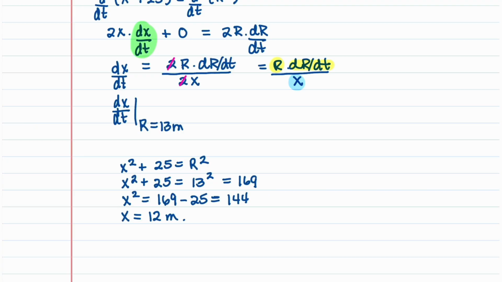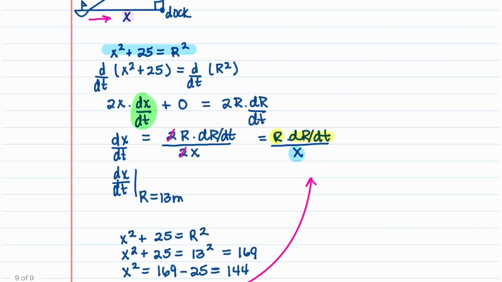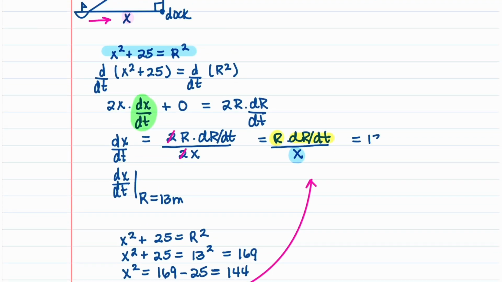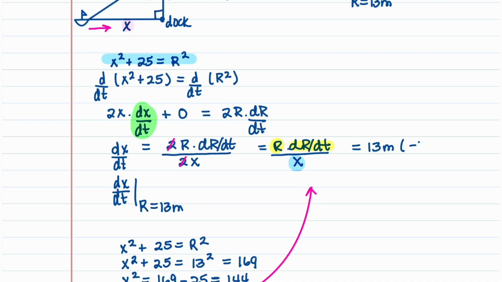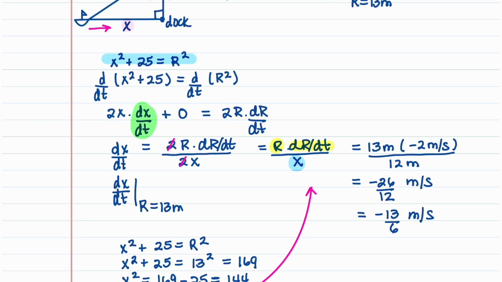Now we can go ahead and go back up, and we can plug in everything into that equation. Our r is 13 meters, and then dr/dt we were given up here is minus 2 meters per second. And then we just found that x was equal to 12 meters. So this is minus 26 over 12 meters per second, and we can divide by 2 in both of those. So we get minus 13 over 6 meters per second.